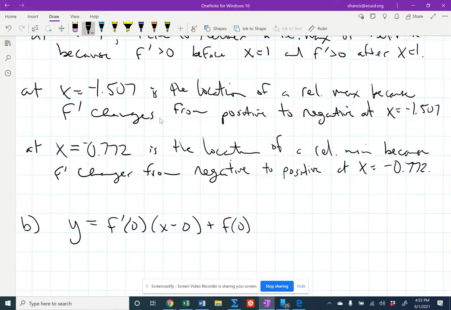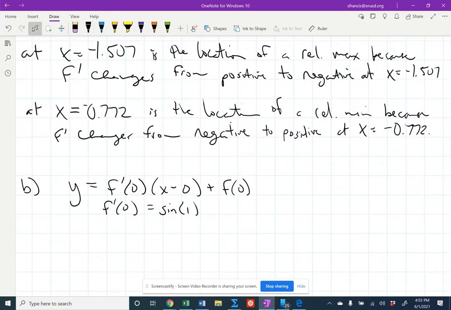Now f prime of 0 is going to be sine of 1. That's sine of 1 radian, okay? 1 radian is about 57 degrees. That's not something any of us have memorized. Well, I don't have it memorized. Most of us don't have it memorized. So our equation of our tangent line is going to be the sine of 1, whatever number that is, times x plus 4.